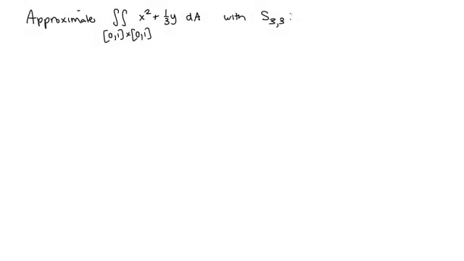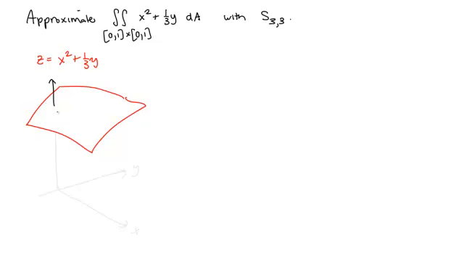Approximate the double integral over the rectangle 0, 1 by 0, 1 of the function x squared plus 1/3 y dA with the Riemann sum S33. So what's being asked here? Well, we've got this function, z equals x squared plus 1/3 y. This defines some surface in the three-dimensional xyz space. In the xy plane, we're going to look at this rectangle who goes from 0 to 1 in the x direction and 0 to 1 in the y direction. So we're going to be looking at this square cornered right here in the first octant.